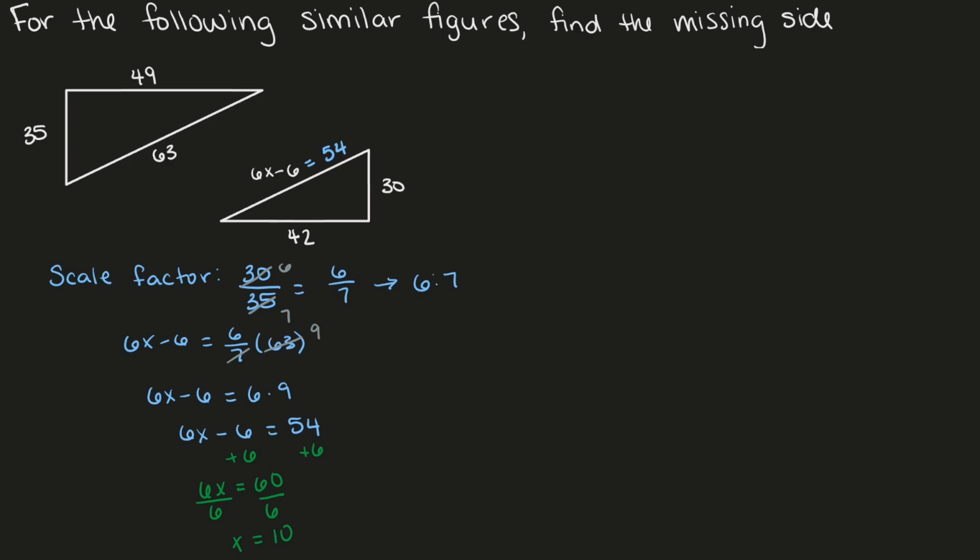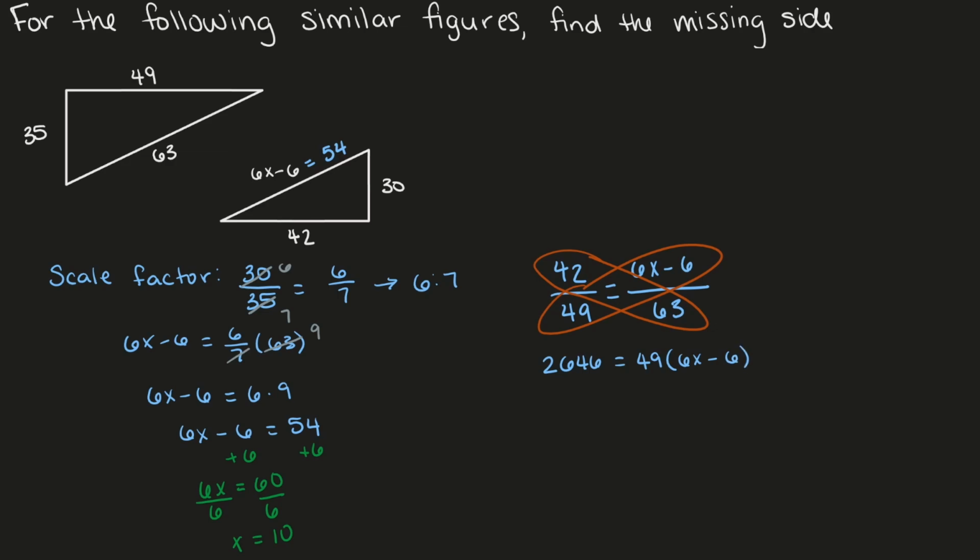We can do the same thing using proportions. So if we set up our proportions, 42 and 49 are corresponding. So we can say 42 over 49 equals 6x minus 6 over our corresponding side, which is 63. When we cross multiply, we get 42 times 63, which is 2,646, equals 49 times 6x minus 6. Divide both sides by 49, and we get 54 equals 6x minus 6. Again, that's exactly what we found before, and that is our side length.